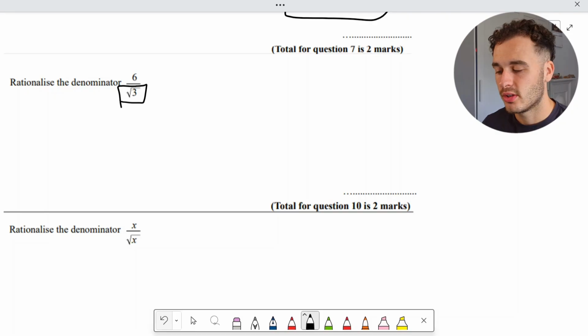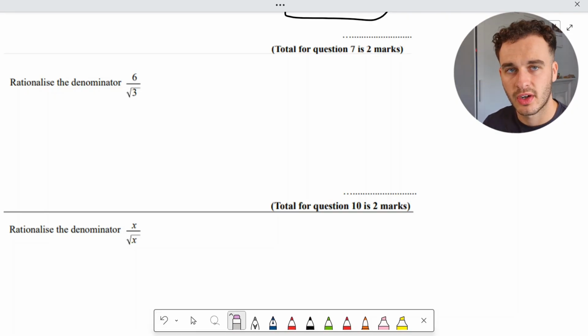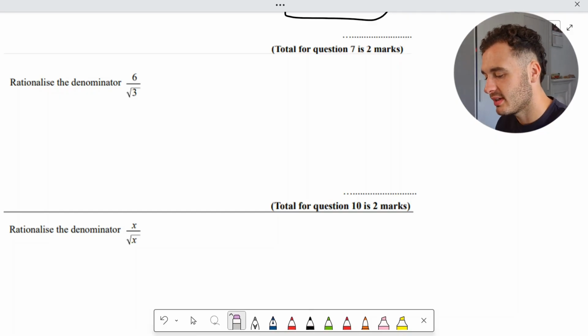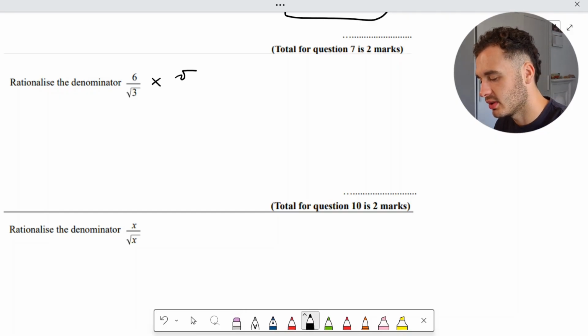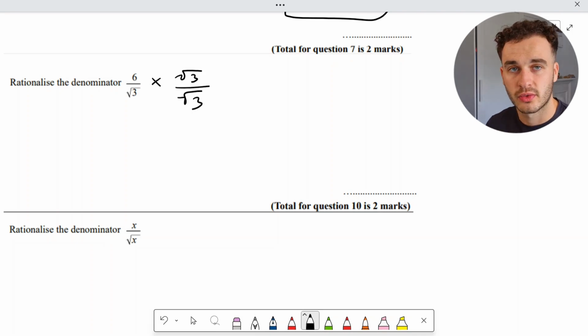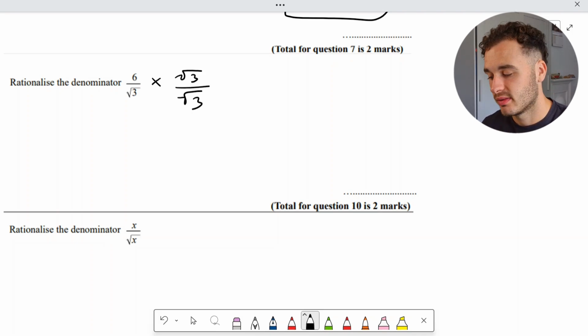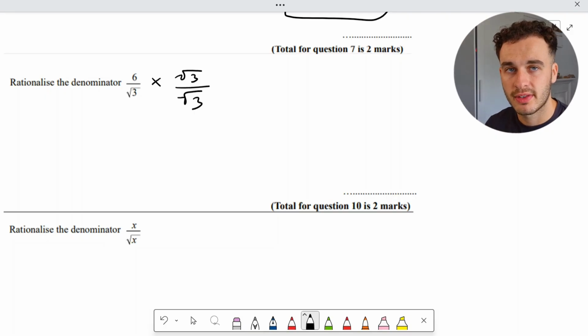Rationalising means to make this a whole number. The problem with root 3 is that this is a very long decimal. It's not a whole number. So to actually make it a whole number, we do a little trick. We just times by root 3 over root 3. Because root 3 over root 3 is just 1. And that technically means we're not actually doing anything different. We're just rewriting this fraction.